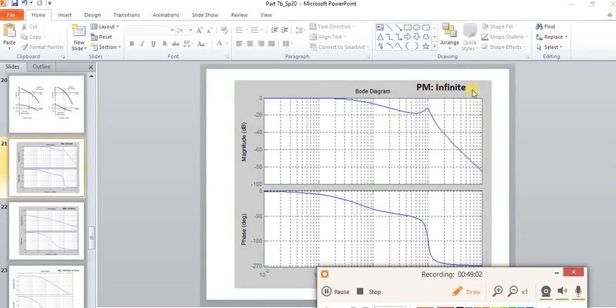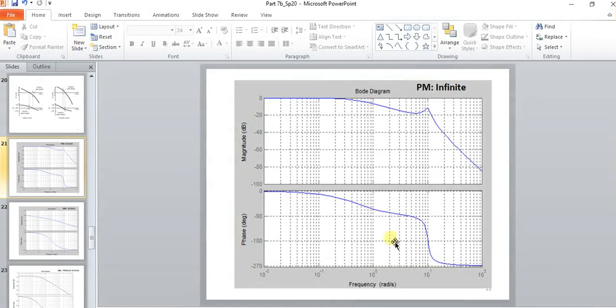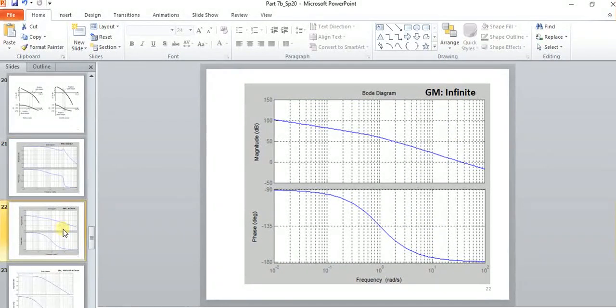So I want to reiterate this point. To find the gain margin, you start from the phase diagram and go up. To find the phase margin, you start from the gain diagram and come down. The next case is where the gain margin is infinite.